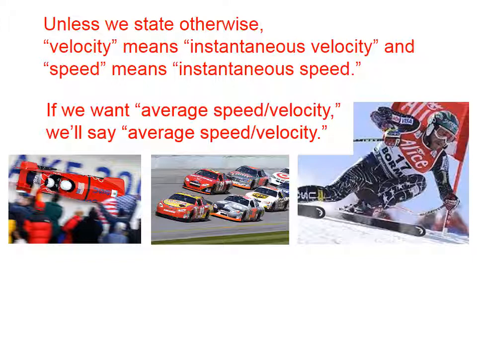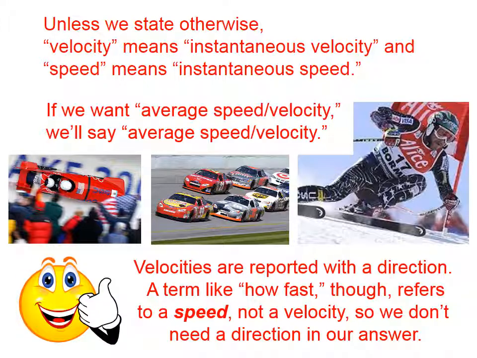Here are some pictures of objects that have certain instantaneous speeds, certain instantaneous velocities, but they also have, of course, average speeds or average velocities over some interval of time. Velocities are reported with a direction. A term like how fast, though, refers to a speed, not a velocity, so we don't need a direction in our answer. If you ever run into a problem and it says, how fast is the car going after 12.7 seconds, you don't need to report a direction in your answer.